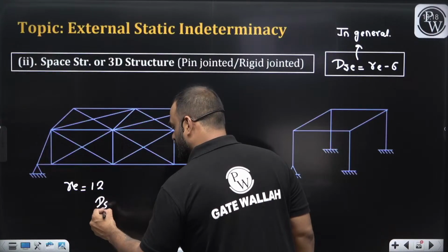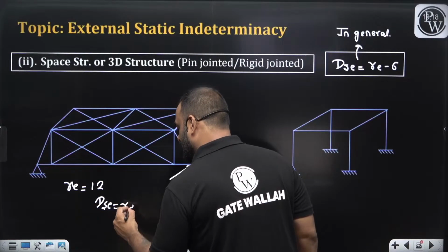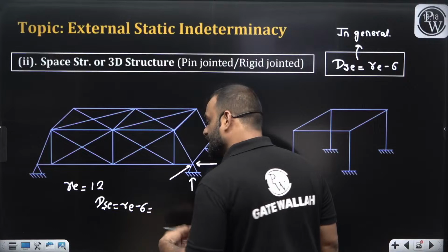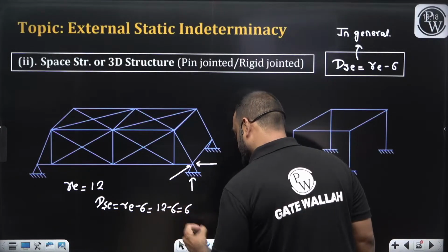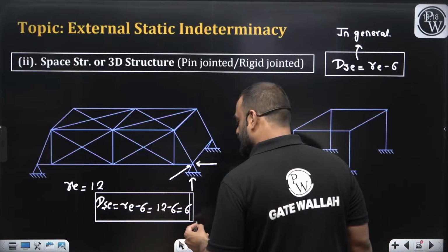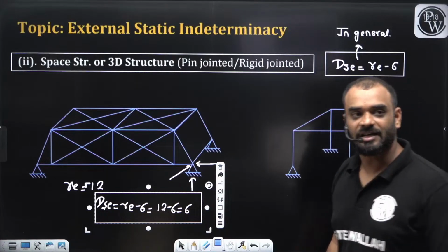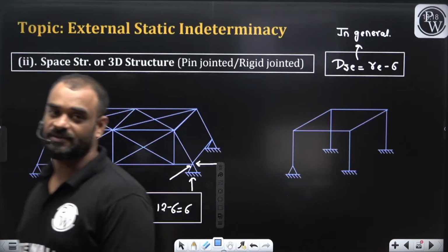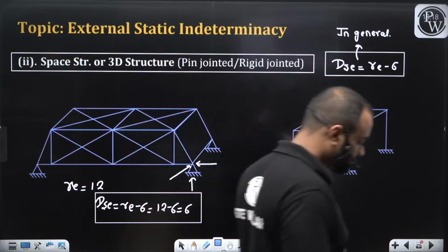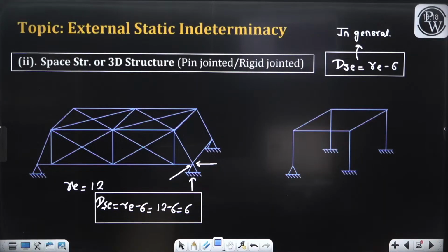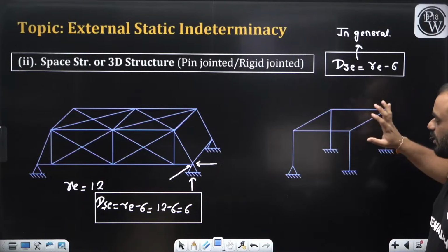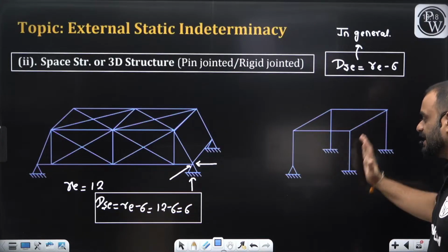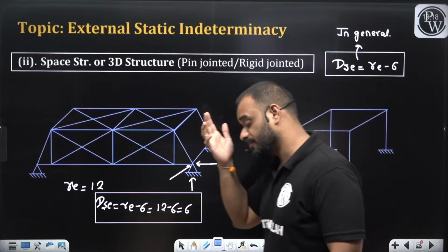So DSC is equal to how much? DSC is equal to RE minus 6. So if it is RE minus 6, we can write here 12 minus 6, it is equal to 6. That means in this particular structure, the external static indeterminacy is equal to how much? It is 6, sir. Yes or no? If it is so, then please find out the value of external static indeterminacy for this particular portal frame.